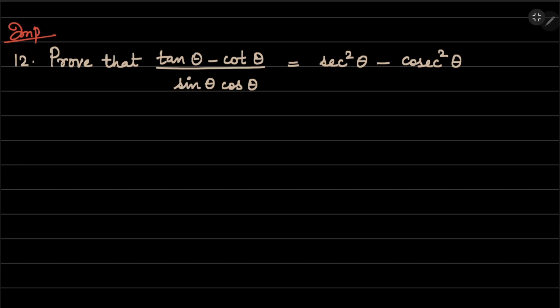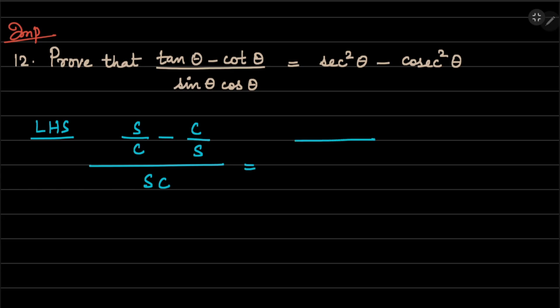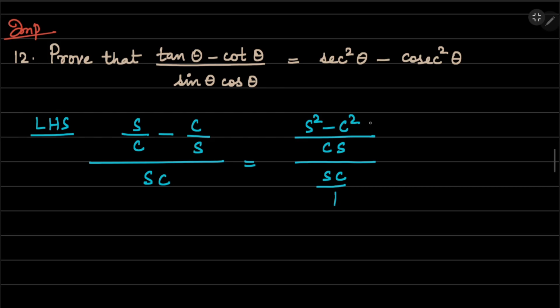Okay. Let's just take our LHS and convert everything into sine and cos. Okay. So what is tan theta? Sine over cos minus cot is nothing but cos over sine, whole divided by sine into cos. Right. Take the LCM in the numerator. So what is it? Cos sine. So you'll have sine square minus cos square divided by sine into cos. Right. This I can write it as over 1. And I told you, right? How do you do when you have a fraction divided by fraction?